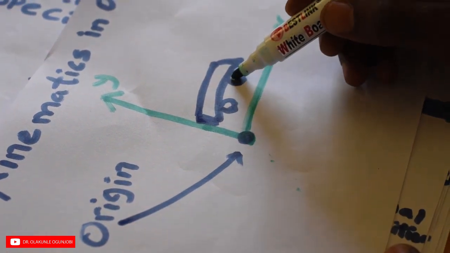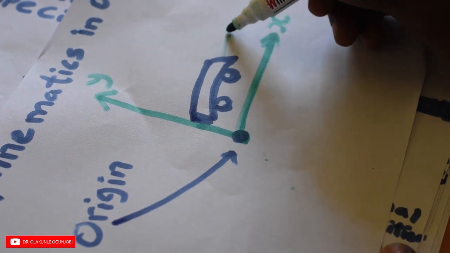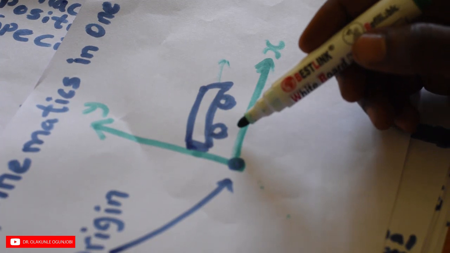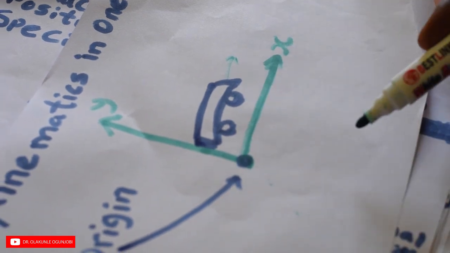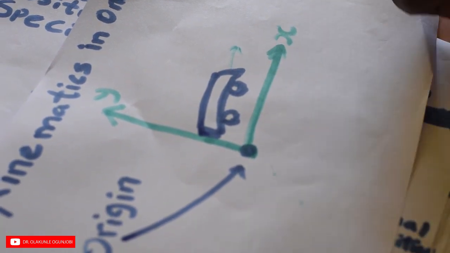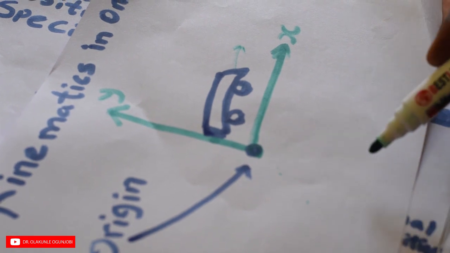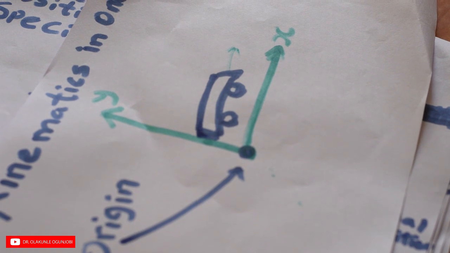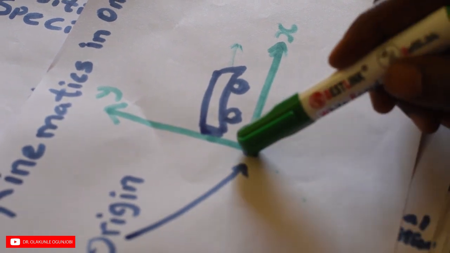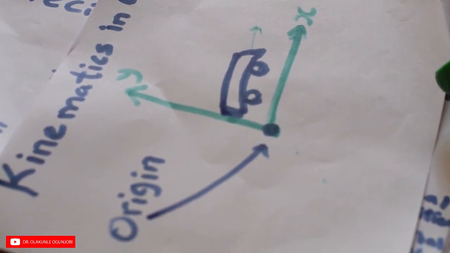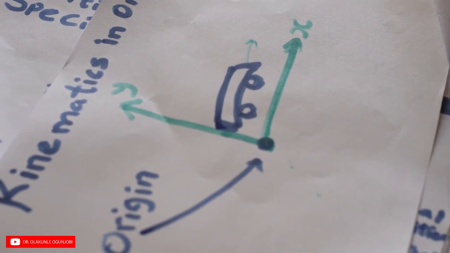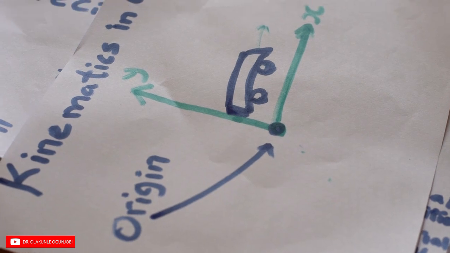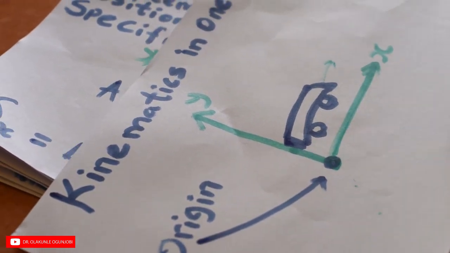Look at this car now. This car is traveling along this X direction. So we'll discuss the displacement of this car, the speed along the X direction, and the velocity, and of course acceleration, in reference to this origin. But for now, let's quickly look at the displacement.